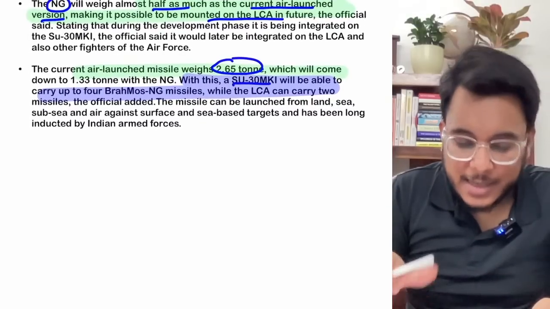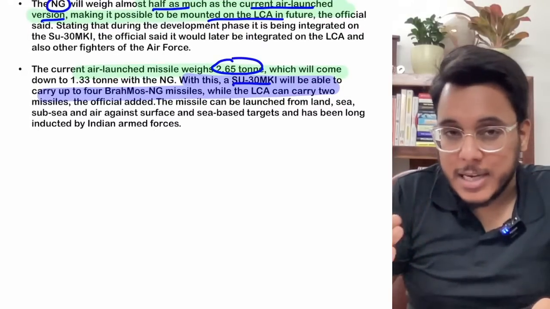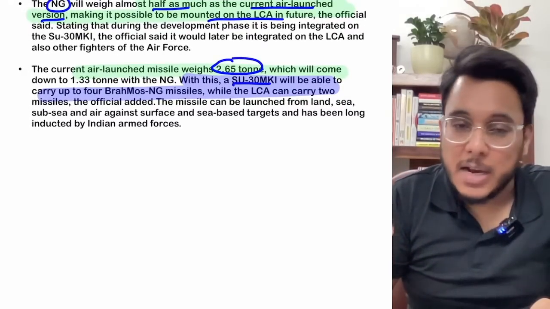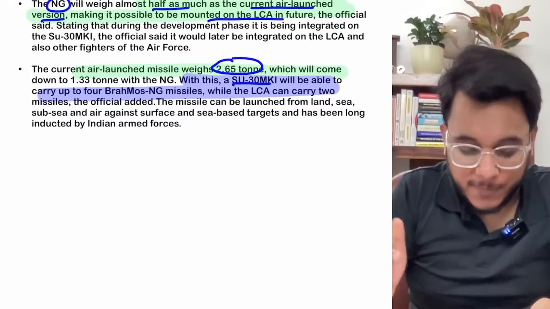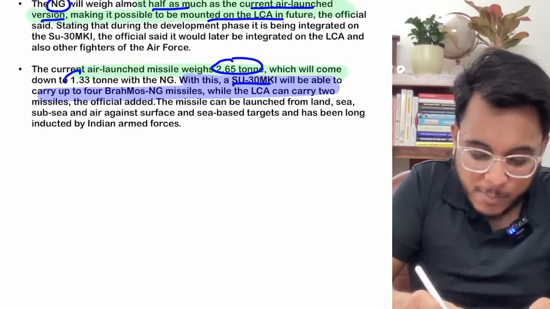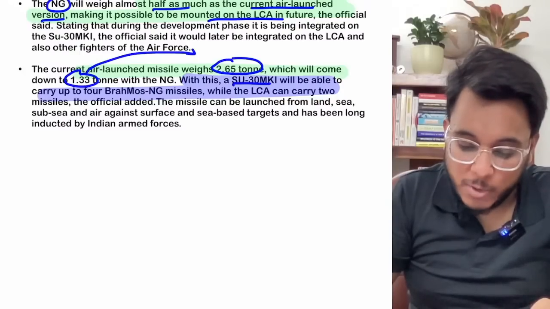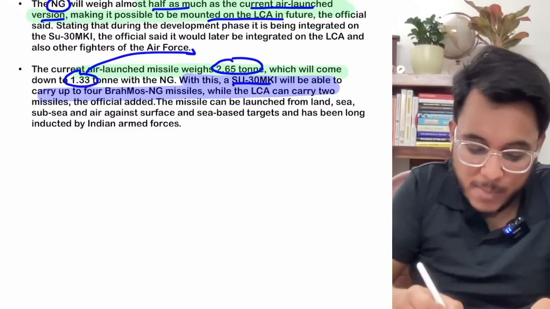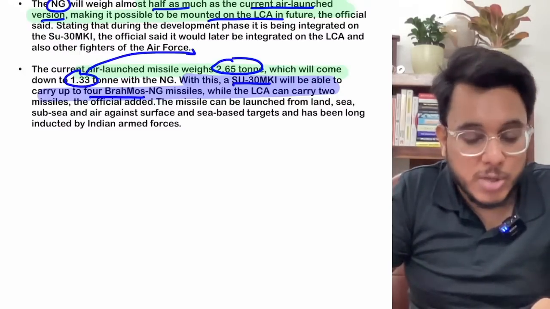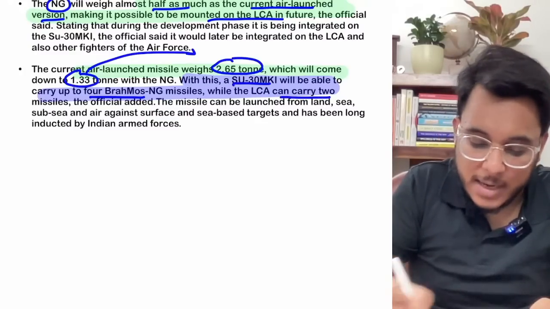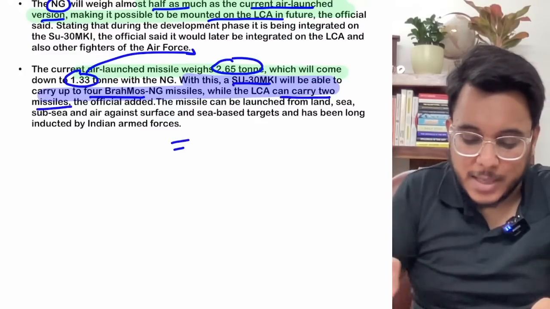So guys, the plan is that after this new generation BrahMos missile is developed, it will weigh half. So its weight will be 1.33 ton compared to 2.65 ton that is there, and because of that, Su 30 MKI will be able to carry up to 4 BrahMos new generation missiles, and Tejas will be able to carry 2 missiles. That is something that is there.